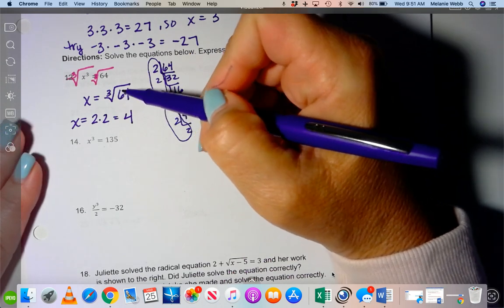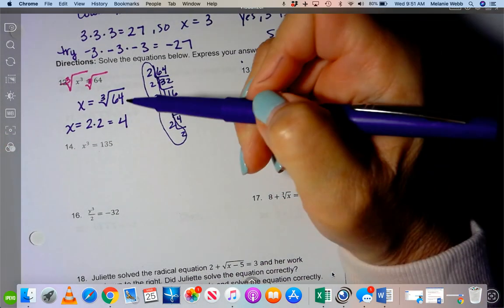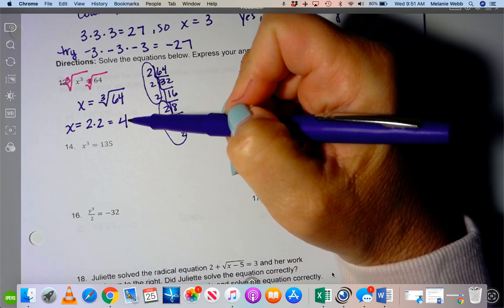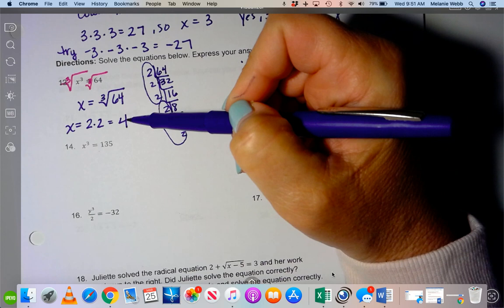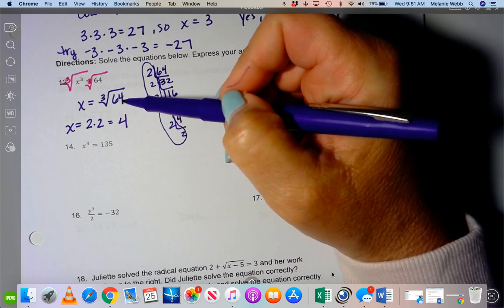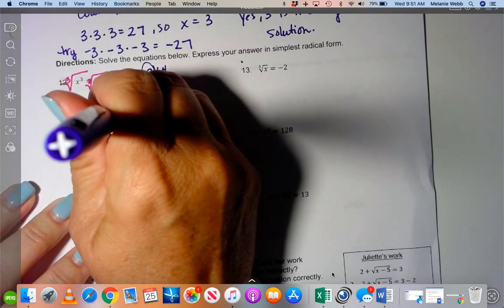Now, is negative 4 a solution? Well, if I multiply negative 4 times negative 4 times negative 4, I will get negative 64, not 64. So 4 is actually my only solution.